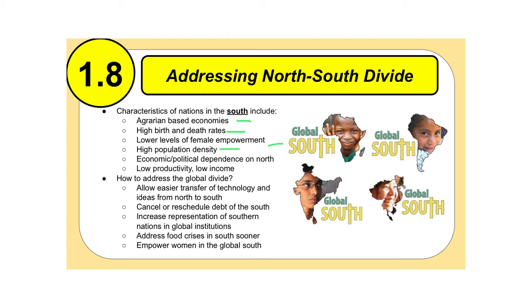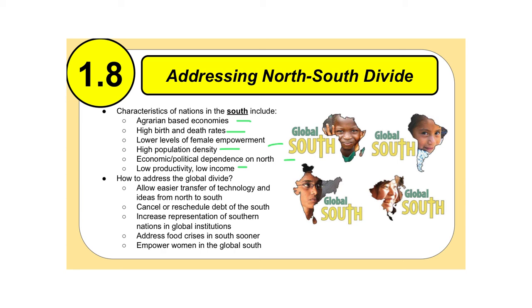They have a higher population density. They're economically dependent on the north for the most part. Most of these countries in the global south do receive foreign aid from most of the northern countries. And that's really the only way that some of them can actually make their bills and keep their countries sustainable. And then there's also low productivity and low income.